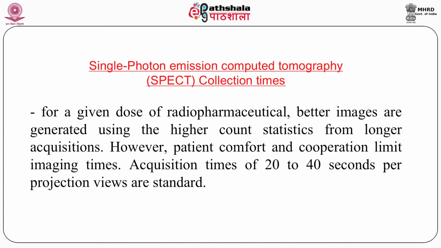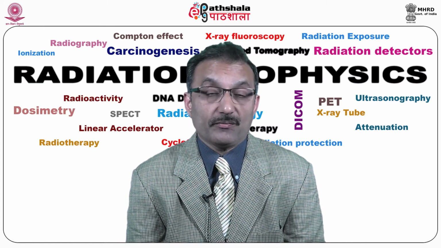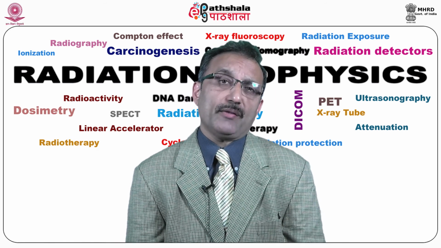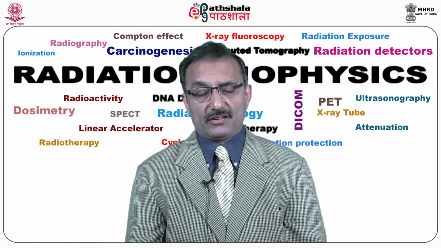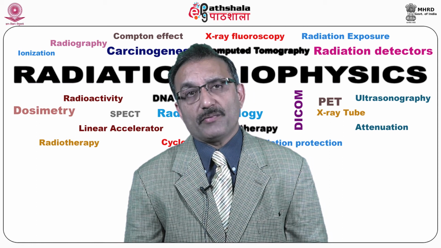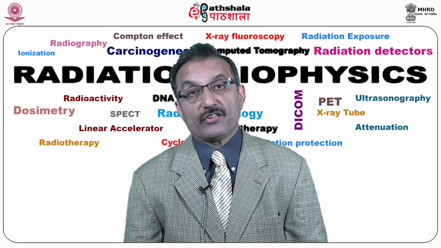Now collection time is very important. As I told, for a given dose of radiopharmaceutical, better images are generated using the higher counting statistics from longer acquisition. But patient comfort and cooperation limit imaging times; acquisition times of 20 to 40 seconds per projection view are standard. What does it actually mean? You have injected an activity and the activity has gone into the patient. Now that depends; after a few hours it may so happen you have to take delayed images, or you may have to take dynamic images. When the activity has gone inside the body, definitely emission starts. But we have to see when the activity is in the blood pool and when it is going to the organ of choice.